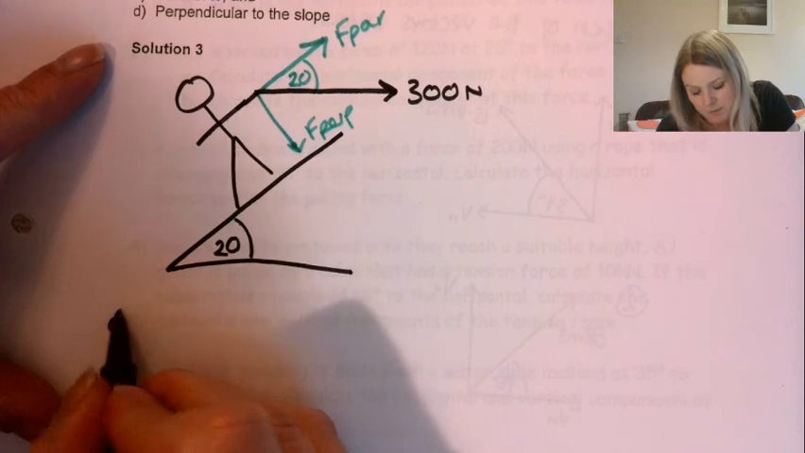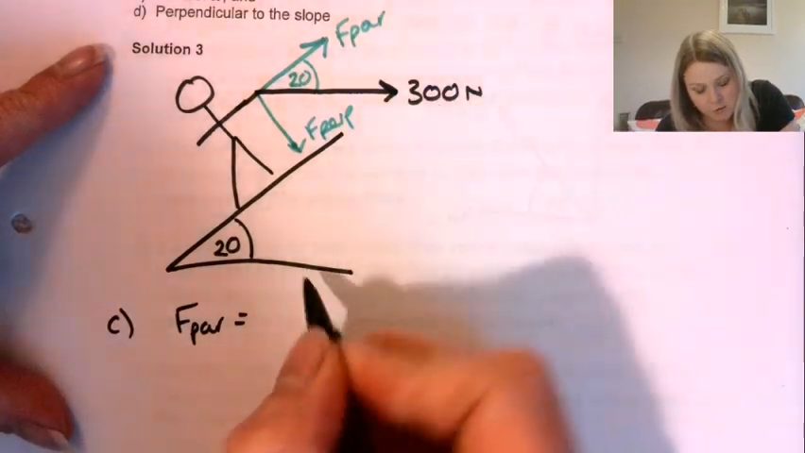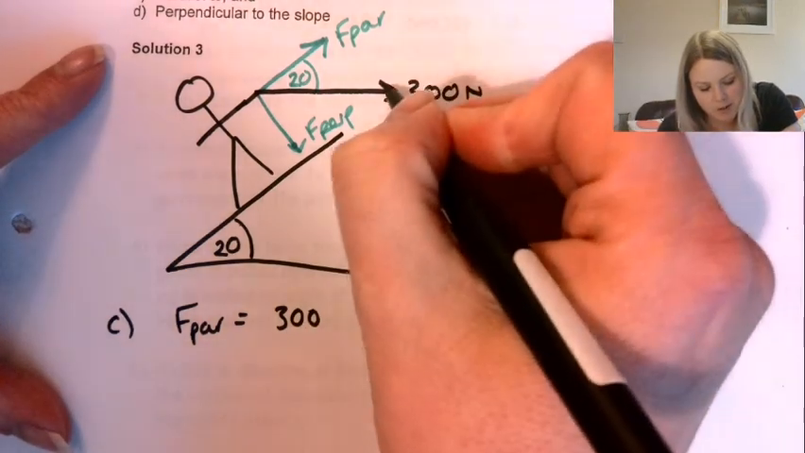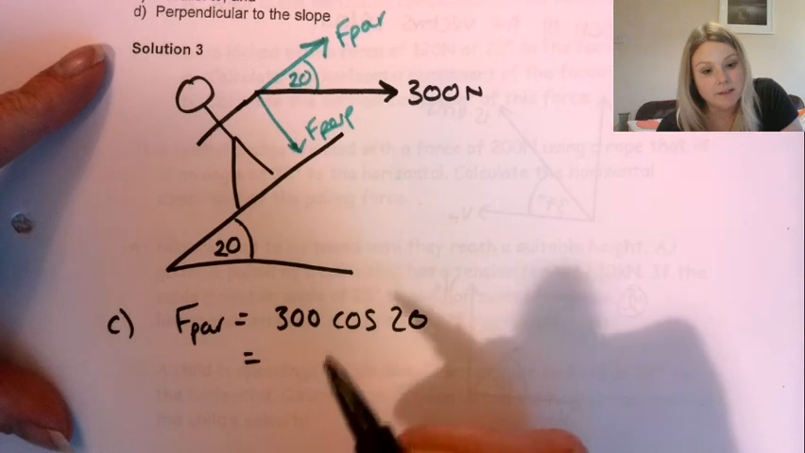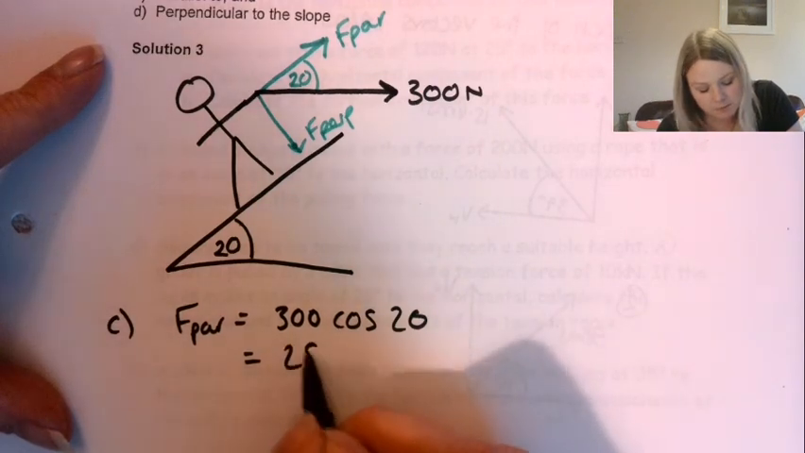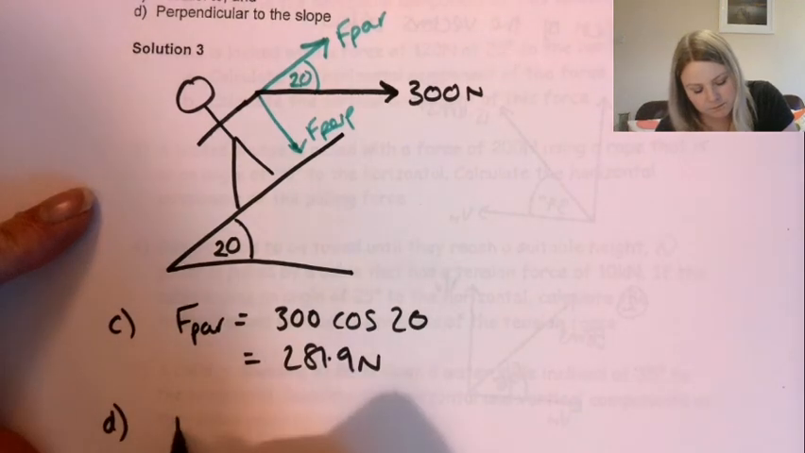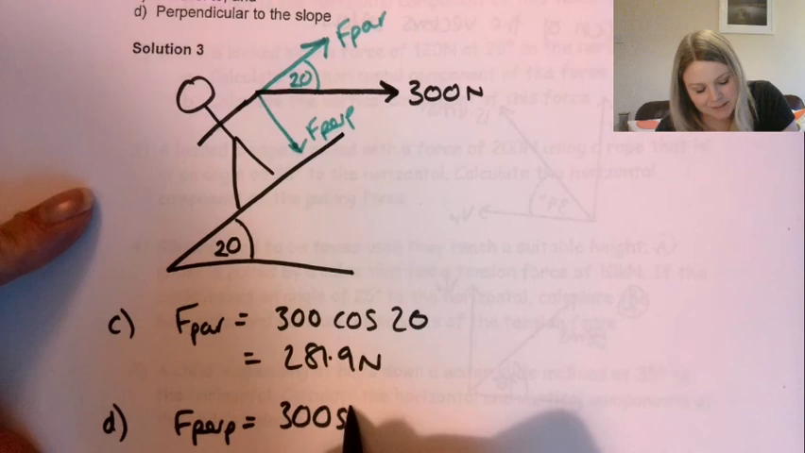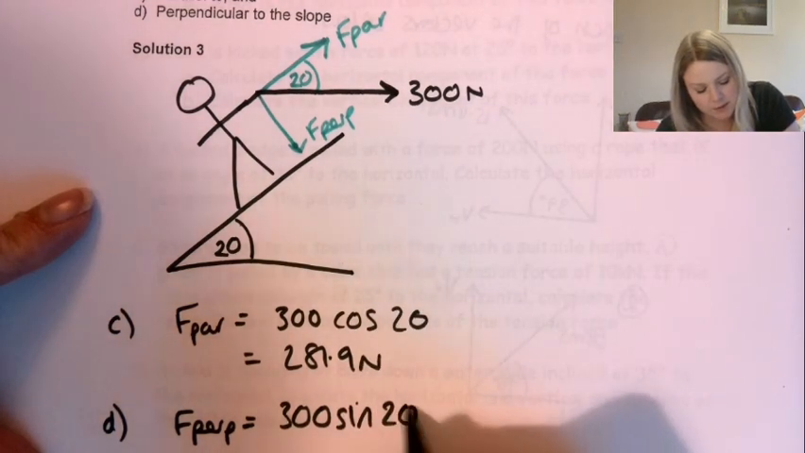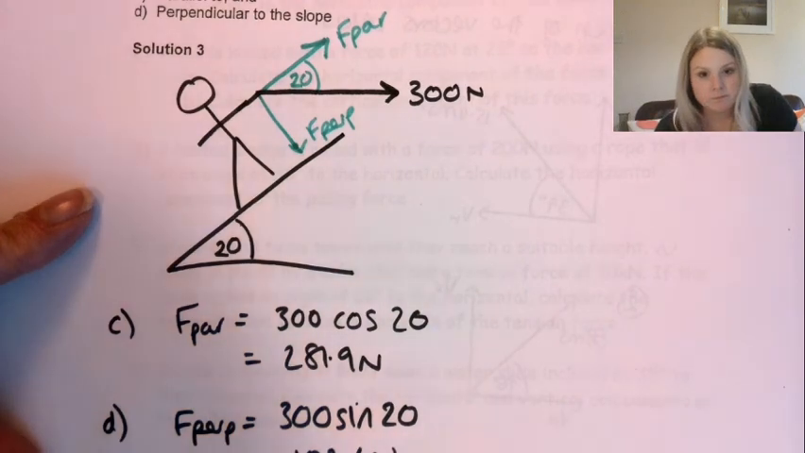So C, parallel, is going to be the original force 300. To get to the parallel one, we go across the angle, so cos 20, and that gets 281.9. And then the perpendicular one is our original force sine, because we don't go across the angle, 20, and that gets 102.6.